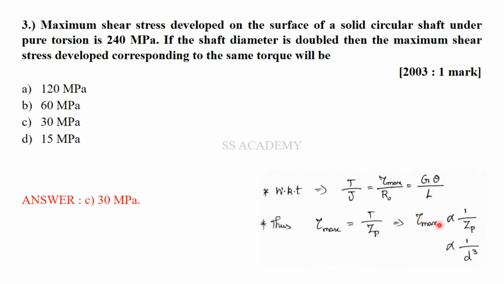Okay, it will be tau max inversely proportional to ZP since torque is same. So we know that ZP is pi by 16 d cube, which comes out to be pi by 16 constant. So tau max is inversely proportional to d cube. So if the dia is doubled, then it will be reducing by cube times of dia. Yes, cube times of dia. So it will be 1 by 8 of the actual shear stress. Actual stress is 240, 1 by 8 will be 30 megapascal.